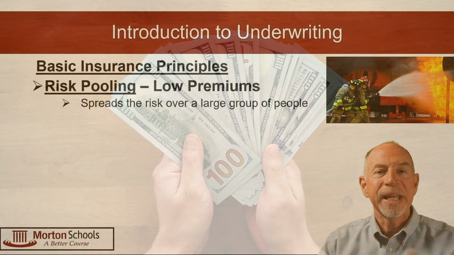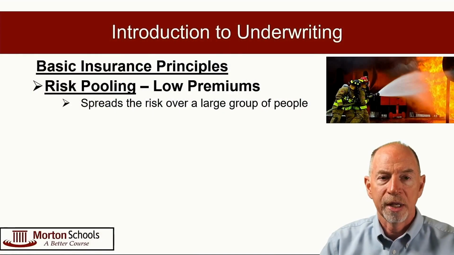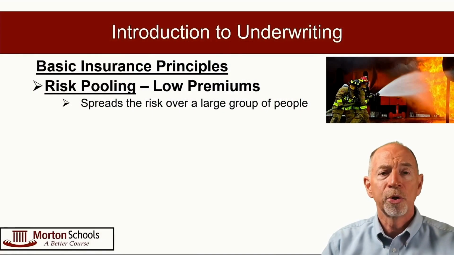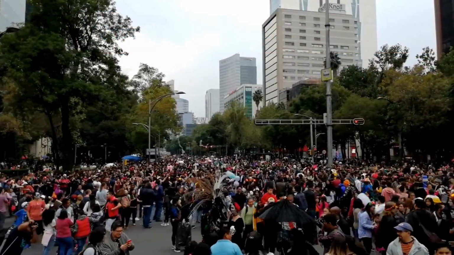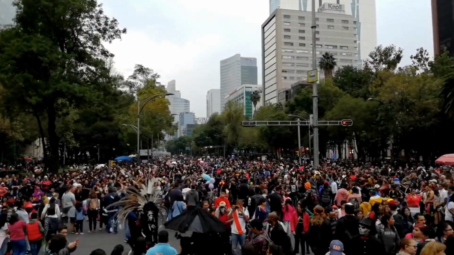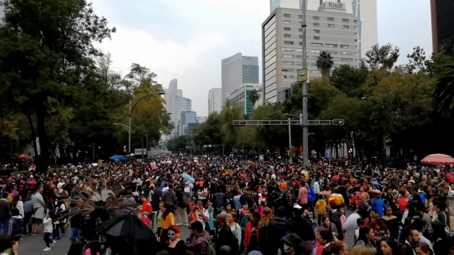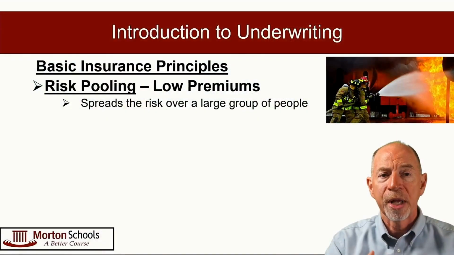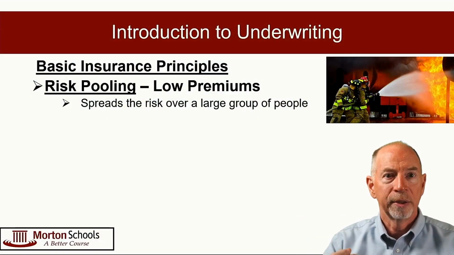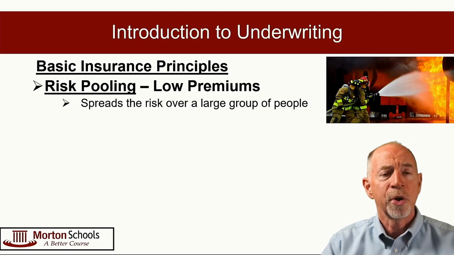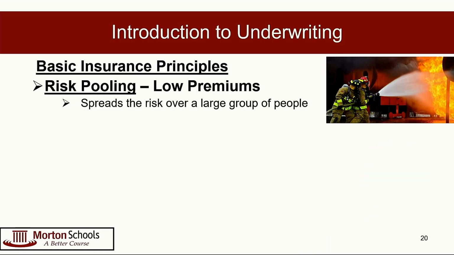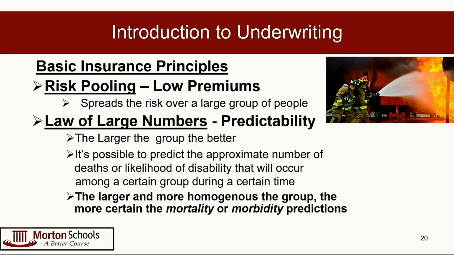Now, risk pooling bleeds into a lot of different things in the material. For example, with group insurance, the reason that you have to have a natural group is that we want to make sure that everybody in the group is healthy. Because now that you understand the concept of risk pooling, could you have a health insurance company where you only covered sick people? The next concept is the law of large numbers, and that has to do with predictability.